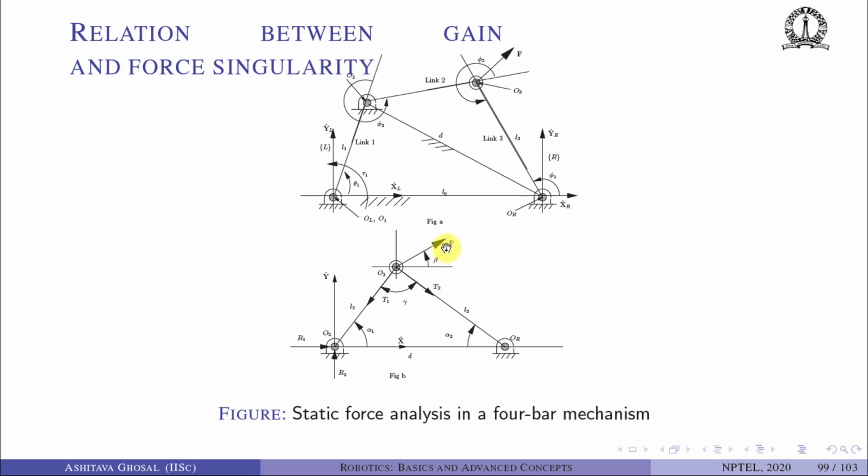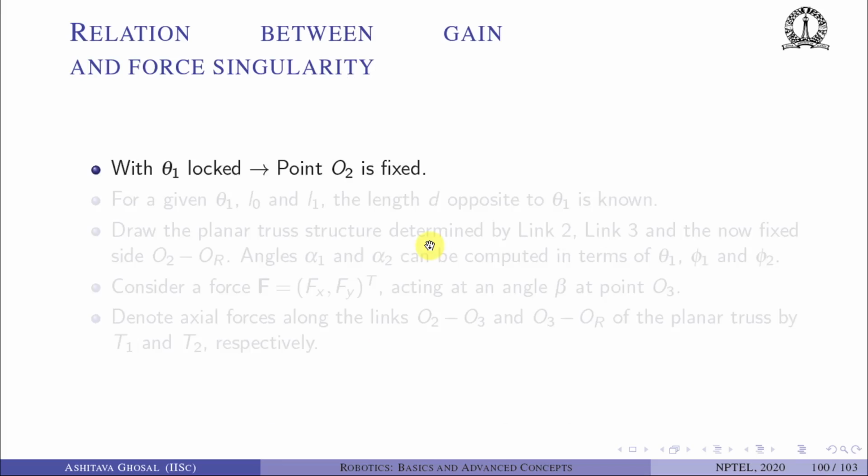Because of this force, or because of these forces along the axial members, along this link or along this link, we'll have reactions R1 and R2 at this joint. Okay, there will be a reaction at this joint also, but we can just concentrate on what is happening to R1 and R2, the reactions. So we will try to find out R1 and R2 as a function of F, this angle alpha, gamma, and beta.